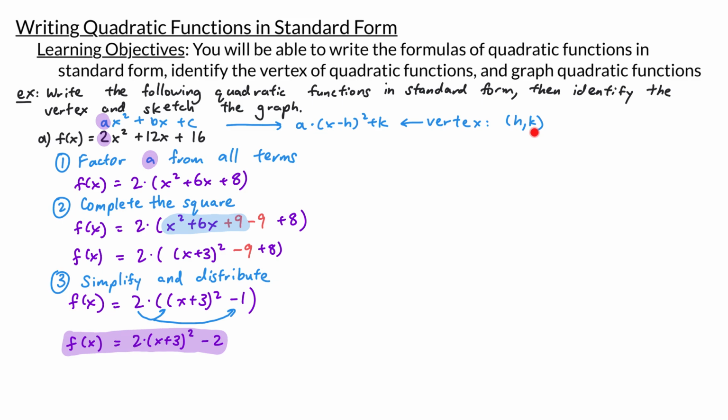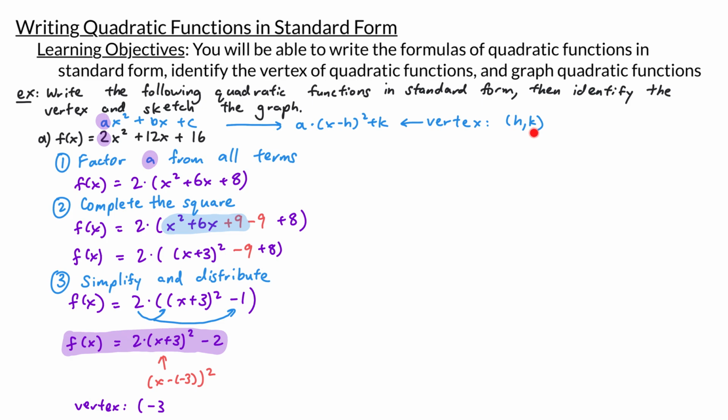The y-coordinate of the vertex is the number that's added at the end. When we look at the quadratic function in our example here, we have 2 times (x + 3) squared minus 2. Right now, we don't have x minus a number. Instead, we have x plus 3. But remember, we can think about this as x minus negative 3. By thinking about it this way, we see that there's a negative 3 being subtracted from the x. So, for this quadratic function, the x-coordinate of the vertex is negative 3.